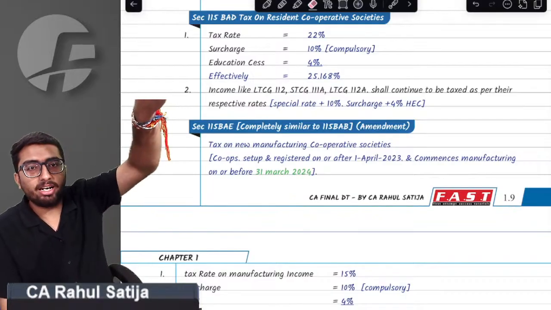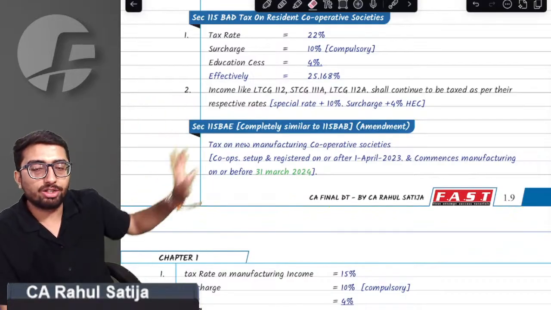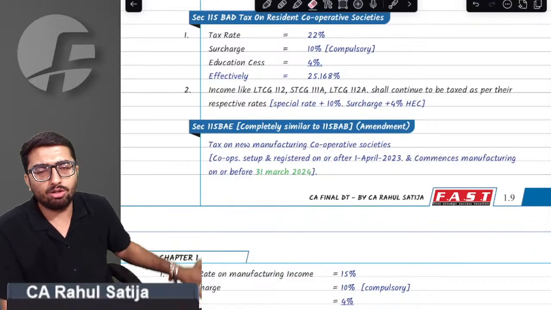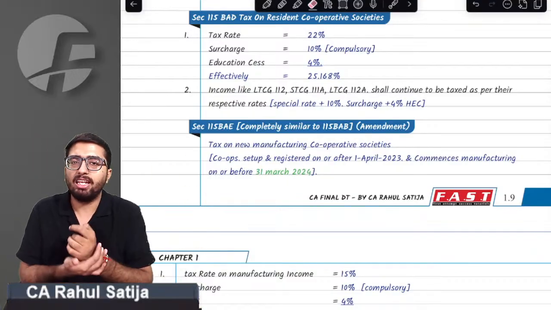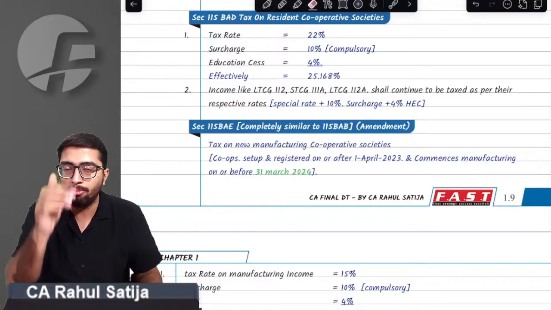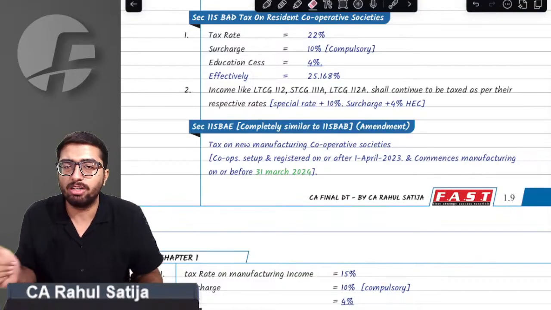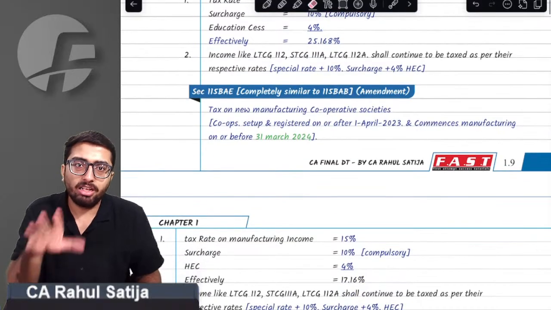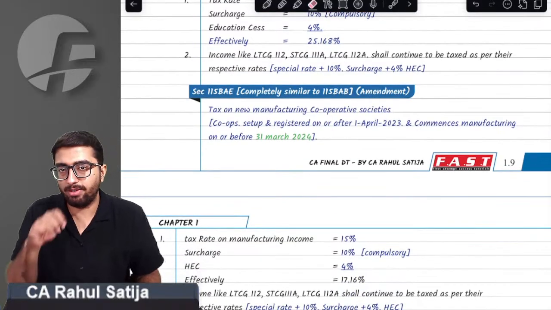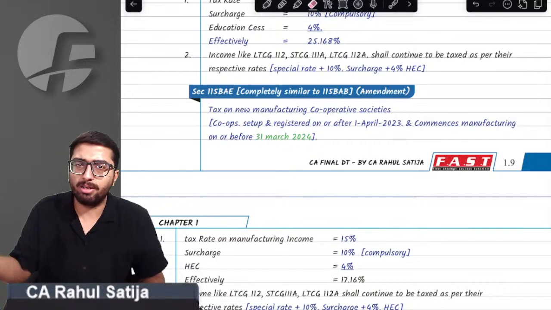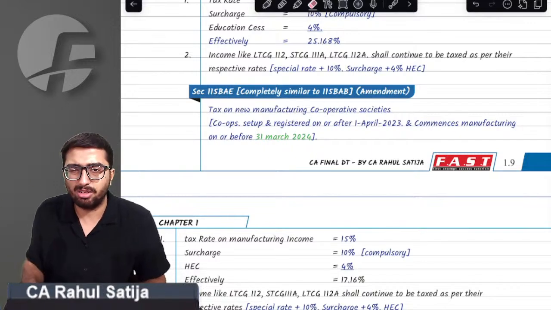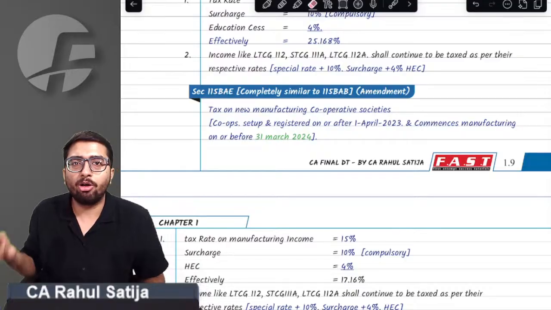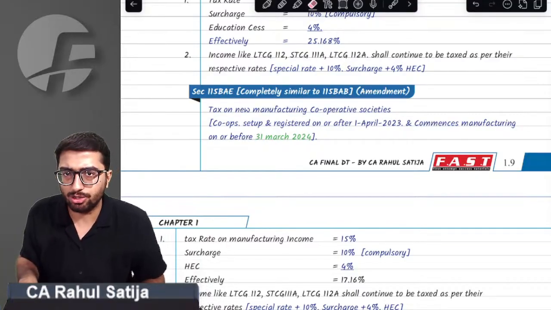Similarly, the way we studied 115BAB, we have a similar section for cooperative society, as it is word to word things match. Sir, any resident cooperative society which commences its operation prior to 31st March 2024 is eligible to claim a 15% tax rate on its manufacturing activities. Whatever other activities they do, for example, IFOs, other business or dividend, it is taxable at 22%. Whatever winning, online gaming or capital gain they have, it will be taxed at their respective sections.